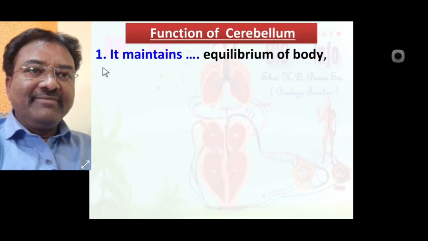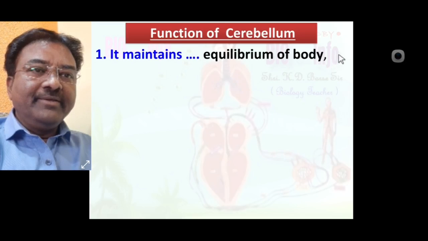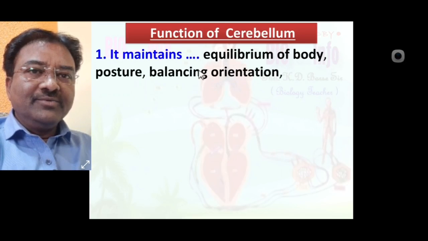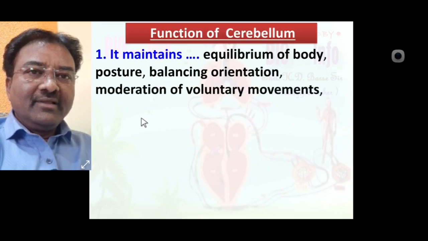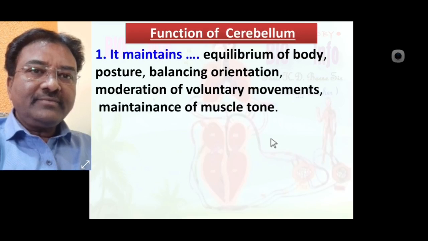Cerebellum maintains equilibrium of the body. Also along with equilibrium of the body, it maintains posture, meaning position of the body. Balancing orientation is also maintained by cerebellum. Moderation of voluntary movement is also maintained by cerebellum. Maintenance of muscle tone.